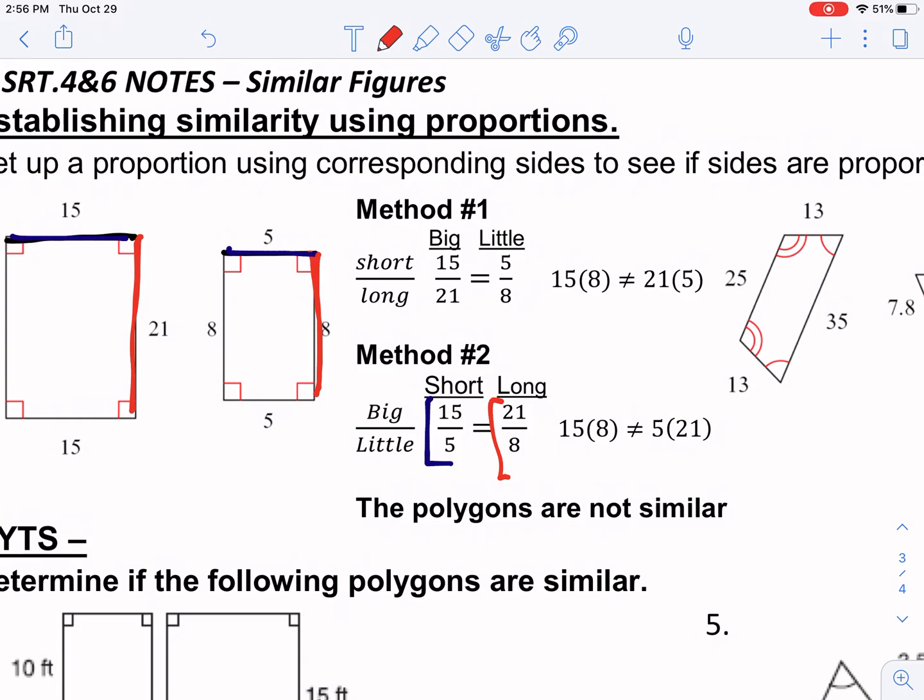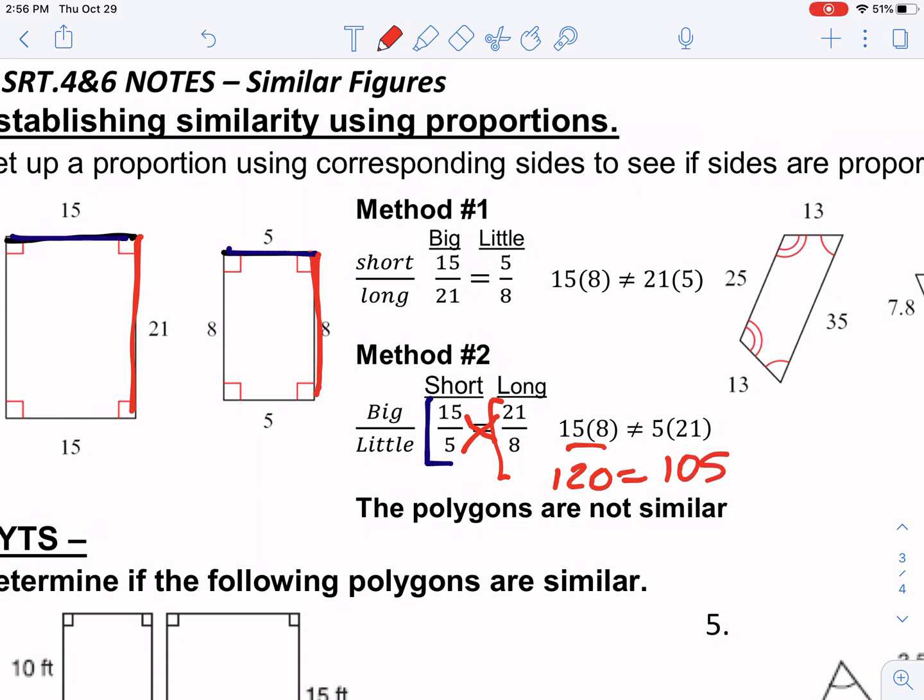They should be proportional. Well, what did we do to check for proportionality? We cross-multiplied, right? So if I take 15 times 8 and 5 times 21, if those two things turn out to be the same, then those two are proportional, those two are similar figures. Well, what's 15 times 8 going to give me? 120? What's 5 times 21? 105?